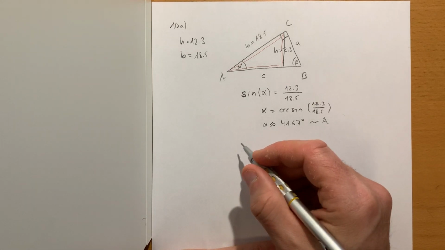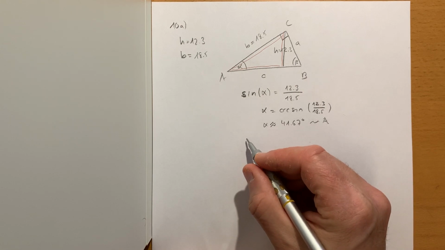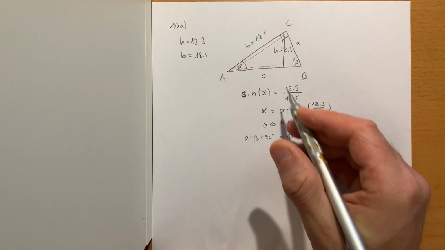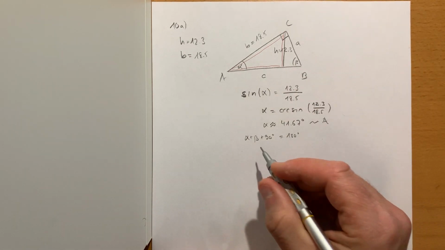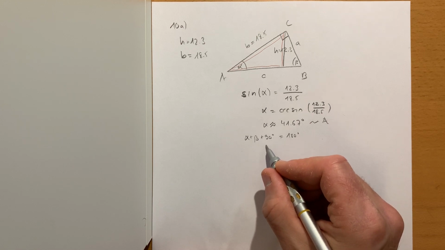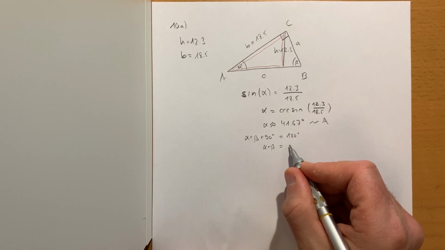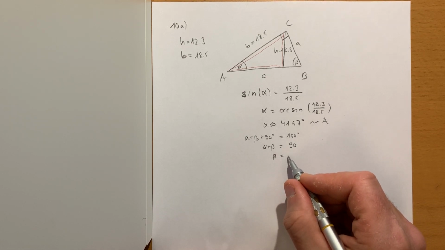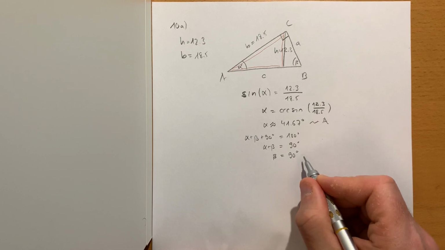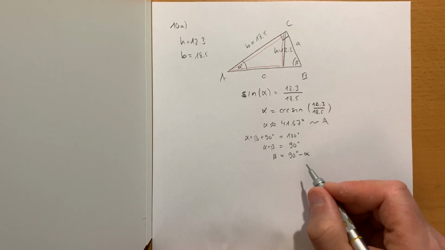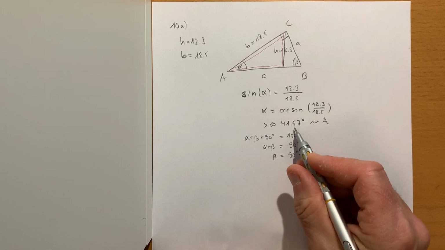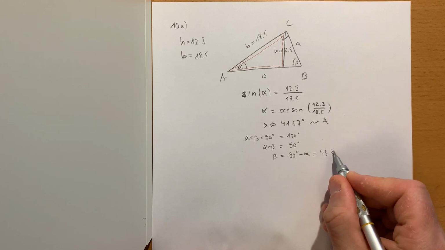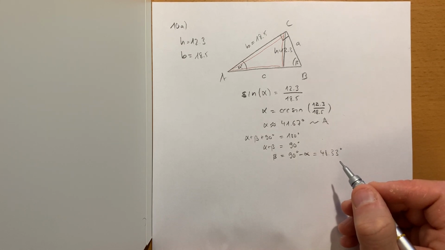So once we have that, we know that we can work out beta quite easily, because alpha plus beta plus 90 degrees is 180 degrees. Alpha plus beta plus the 90 degree angle. That means alpha plus beta is in a right angled triangle always 90 degrees, which then means beta is just 90 degrees minus alpha. Well, this is a mental calculation. That would be 90 degrees minus this. That would be 48.33 degrees. So now we know alpha and beta.